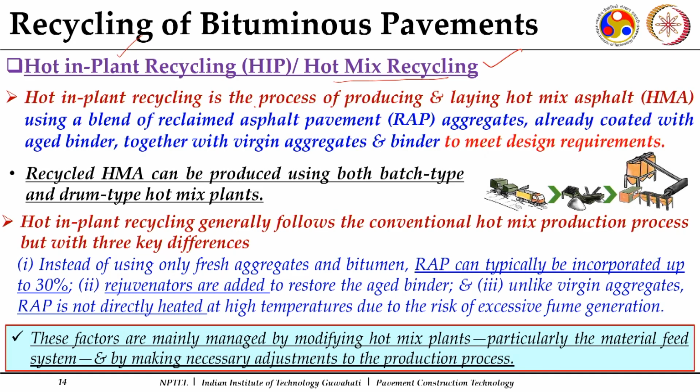Hot in-plant recycling is the process of producing and laying hot mix asphalt using a blend of what? The reclaimed asphalt pavement material, the RAP which we got from the milling operations or ripping and crushing operations, which is already coated with aged binder. The binder which is already there over the RAP is in an aged condition, and it is mixed together with virgin aggregates and virgin binder to meet the design requirements. The design requirements will be what we expect from a virgin mix. We will expect the same requirements from this recycled mix also.